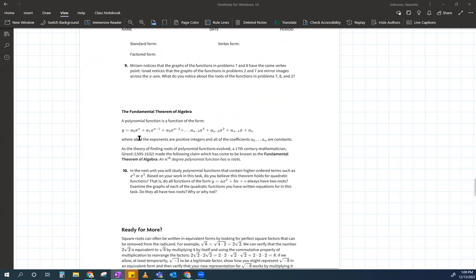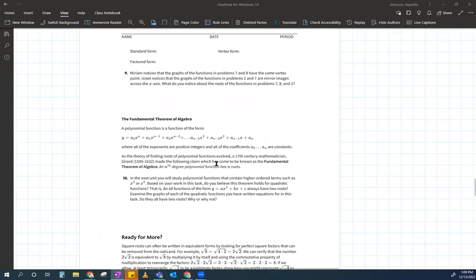So the fundamental theorem of algebra says a polynomial that has this, just look at this as ax squared plus bx plus c, okay, because that's what we're working on. As the theory of finding roots of a polynomial function evolved, a 17th century mathematician, Girard, made the following claim that's known as the fundamental theorem of algebra: an nth degree polynomial has n roots.